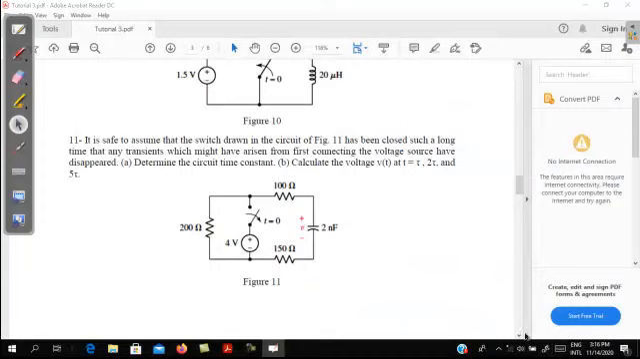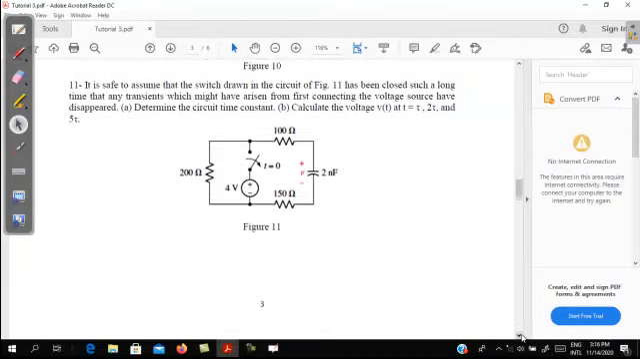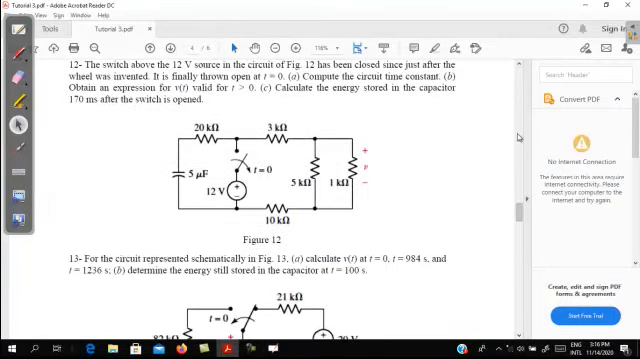So we move to question number 12. In question number 12, the switch has been closed for a very long time. So we need to find the time constant of the circuit, and we need to find an expression for V(t) which is valid for all t. And also we need to find the stored energy in the capacitor at t equal 170 millisecond.